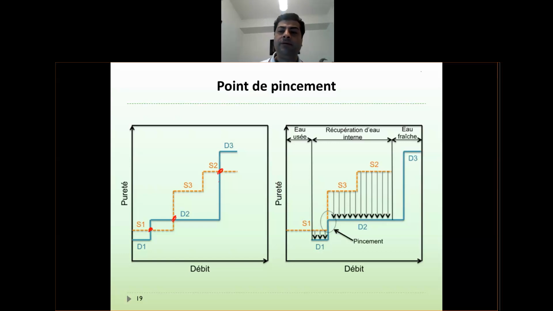Because you cannot have, for example, in the case of here, demanding water with a higher concentration for a supply that has lower concentration. It doesn't make sense. From mass balance it doesn't work. So you have to put them into this configuration.